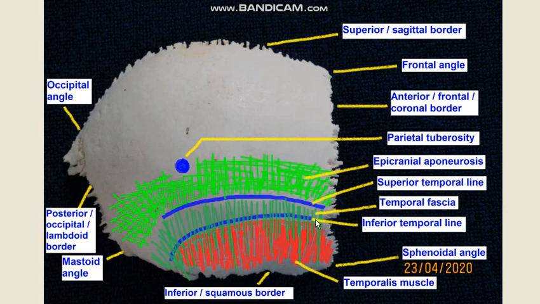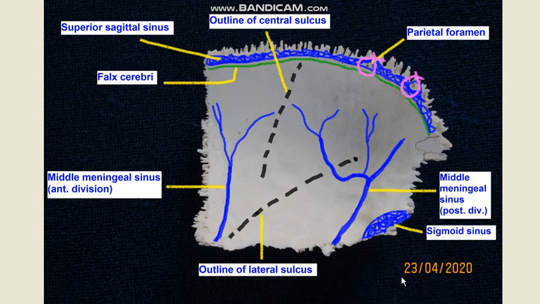To the inferior temporal line you have the attachment of the temporalis muscle itself, and to the superior temporal line from below you have the fascia covering temporalis. This is attached to the superior temporal line, and from above to the superior temporal line is attached the epicranial aponeurosis. This epicranial aponeurosis belongs to the soft tissues of the scalp, which we will study in a later class. Now let us go to the next picture.